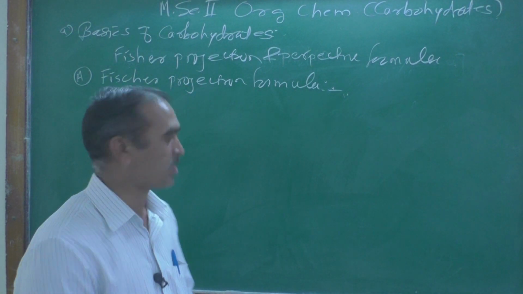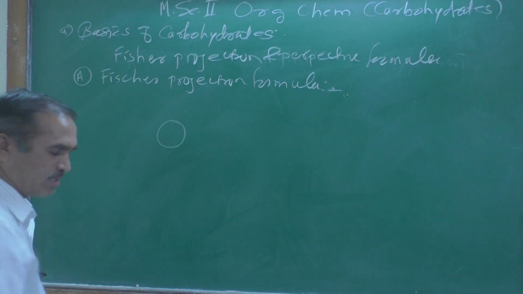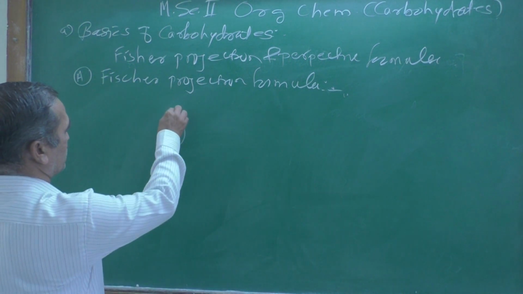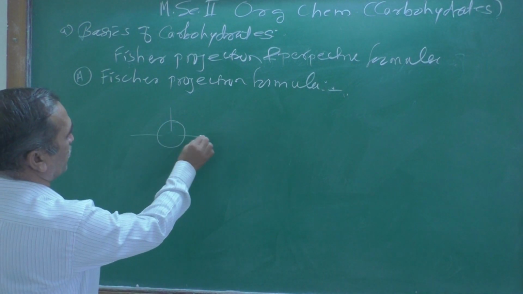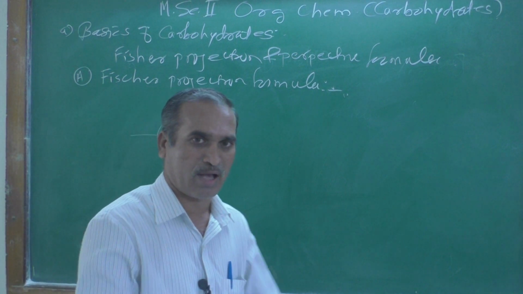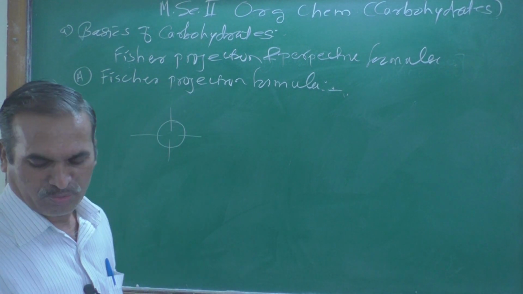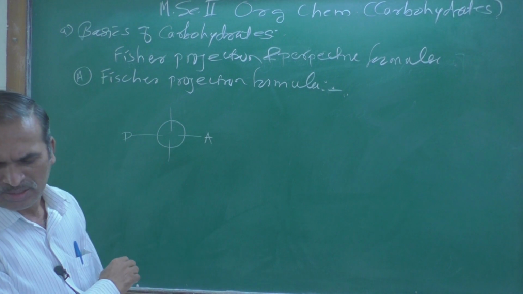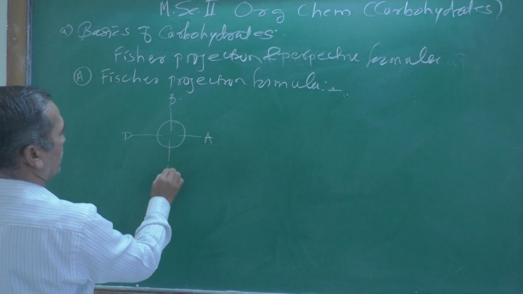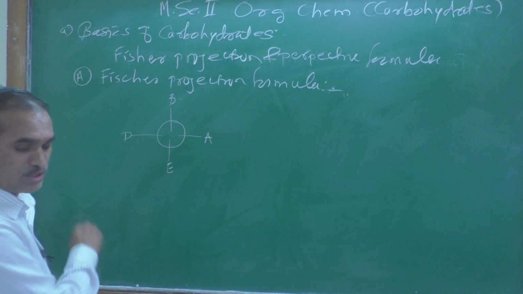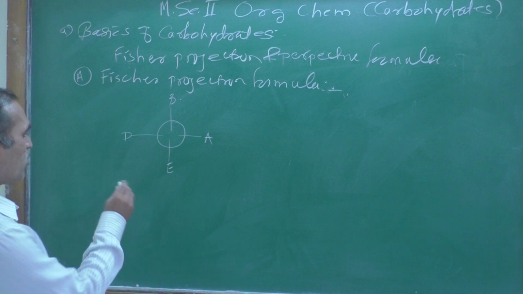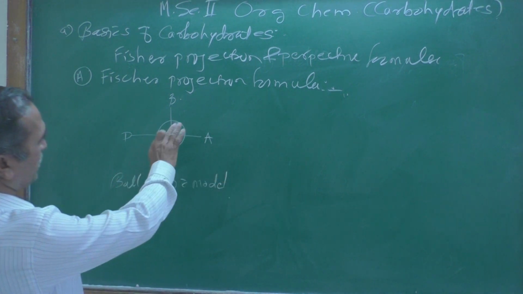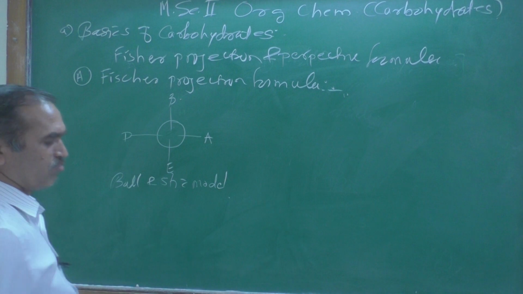Let us see here the ball and stick formula. Here I am showing a ball and stick formula. Suppose there are 4 groups attached to a carbon atom. As we know that carbon atom is tetravalent in nature, therefore here we can write D, here A, then above side we can write B and E. That is for the sake of convenience. This is known as the ball and stick model. This is a very simplified way, showing A, B, D and E, 4 groups over there.